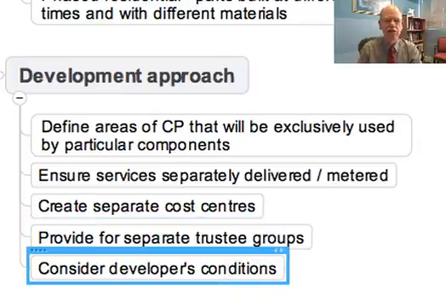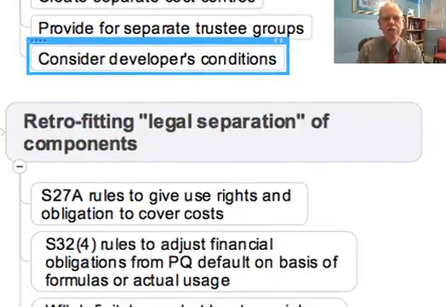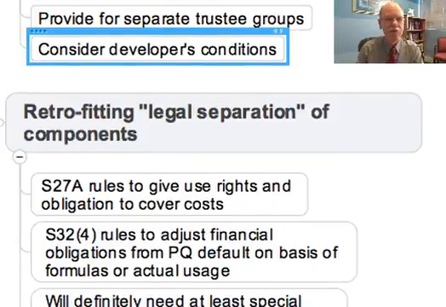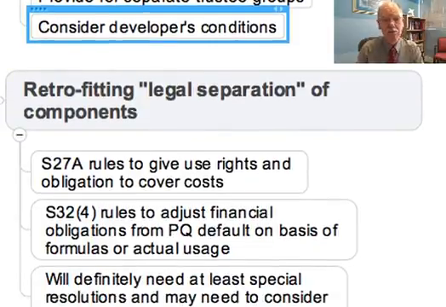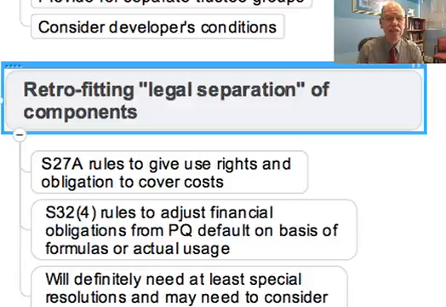And you might well consider using developers' conditions as part of the mixture of legal medicine that you cook up to make sure that this thing works well in future. But of course, very often we come to this, as we have quite often in the discussion forum recently, where in fact what is needed is not a design, not a creative exercise before the scheme is built, but a retrofitting of a legal separation of components to an existing scheme.